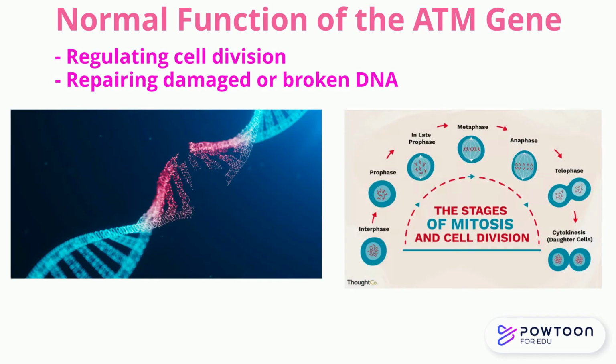The ATM gene plays an important role in cell division and DNA repair. It helps regulate the rate at which cells grow and divide, and assists cells in recognizing damaged or broken DNA strands, and repairs the damaged DNA through activating repair enzymes. Because of the ATM gene's relation to cellular division and DNA repair, it normally functions to prevent tumors and cancer from developing.